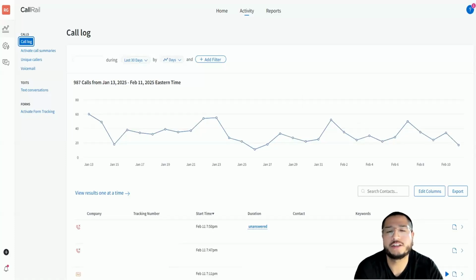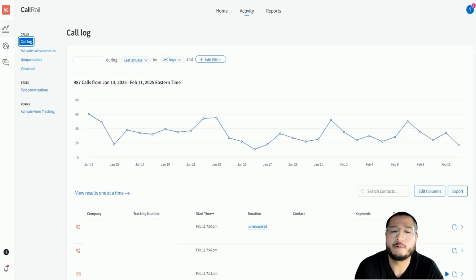987 total calls. So this number accounts for all of the calls that the client received or made during this time. Using CallRail, you can make outbound dialing as well as receive inbound calls. So this is reflecting all of the calls that he received, both outbound and inbound, both multiple callers and first-time callers. So 987 calls. That's a lot of calls for just 4,000 bucks.